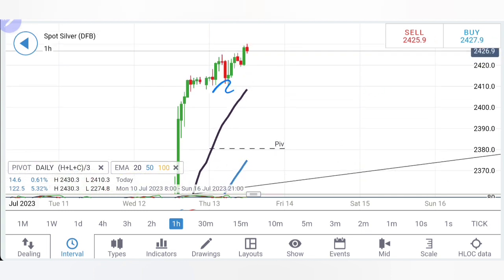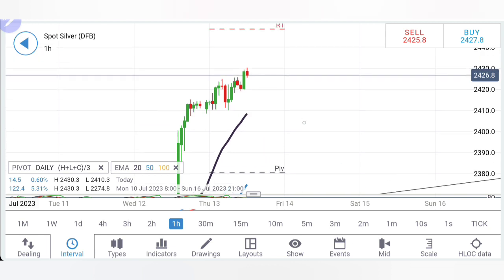Now look at silver on the hourly charts. 2410 is the base here. It is created, and this is definitely a very good support. Now the moving averages also have come till towards this level. So only sell entry below 2410, and below that you can expect 2380 levels also.